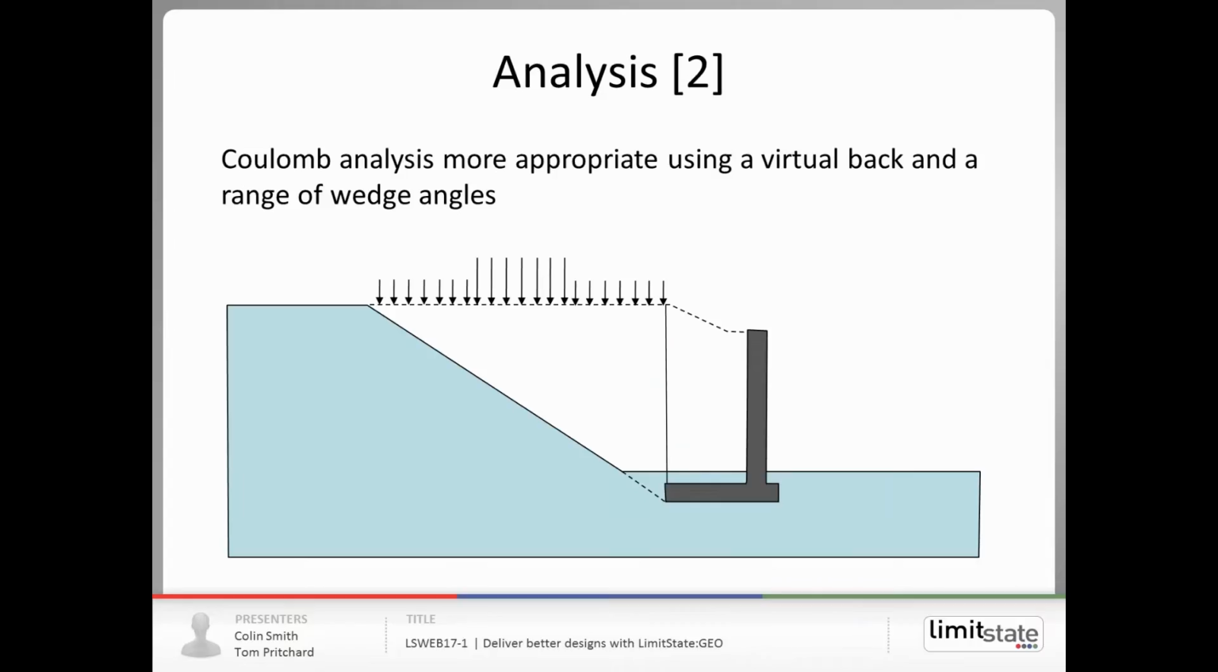Alternatively, we could look at a Coulomb wedge type analysis, try different wedge angles. That might be more appropriate, and those wedge angles can go into the backfill, into the existing embankment as well. But this type of analysis is pretty tricky to do by hand, and it's quite easy to make errors in it.